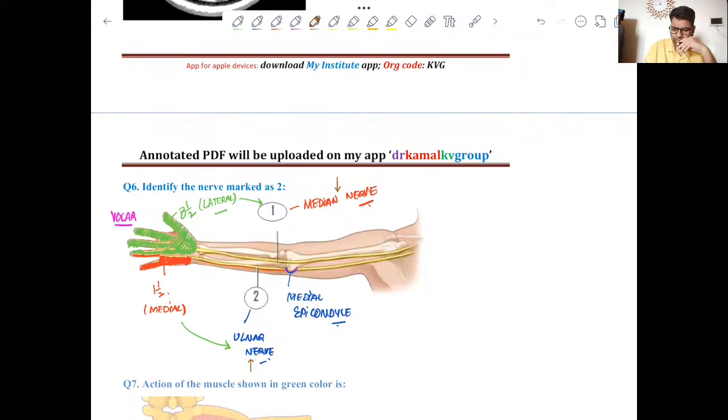Right? Although the radial nerve passes like this, right, behind the humerus, and it will come on the lateral side of the arm, right. So this is the area of radial nerve. Clear?